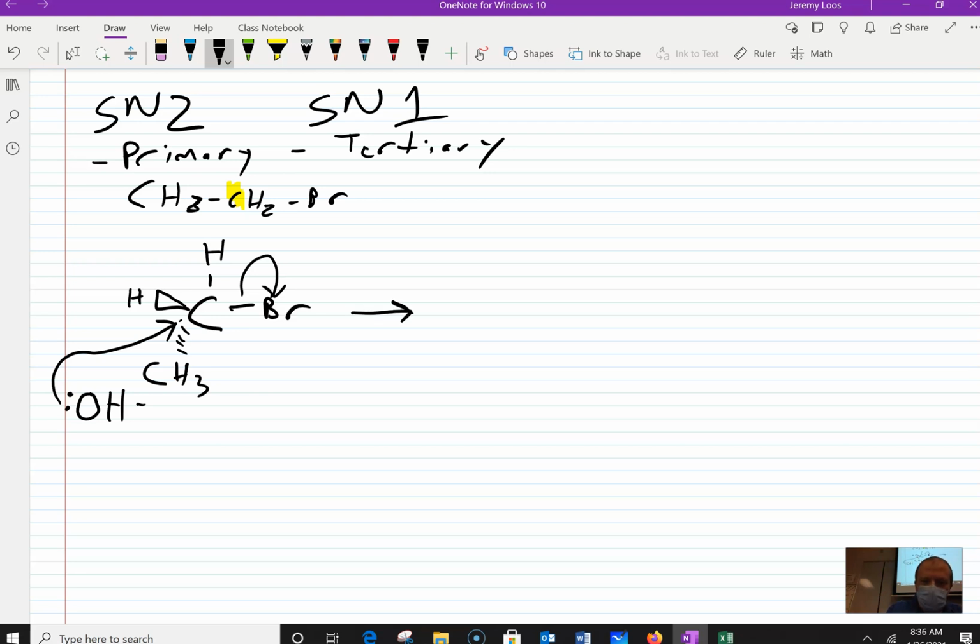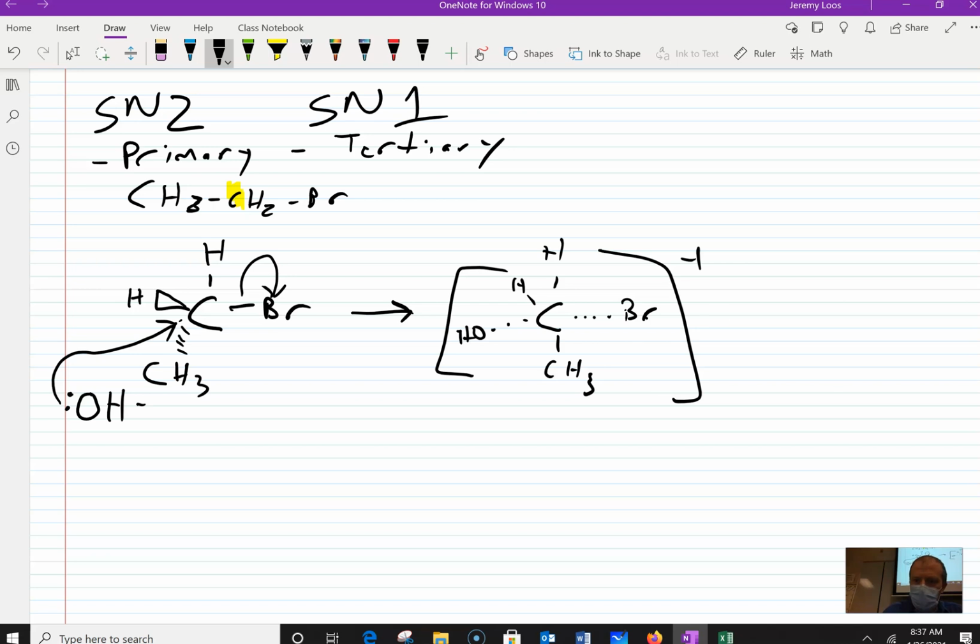So then we have to show this transition step here. Temporarily, the carbon is going to have 5 bonds, and we're going to show that in a dotted fashion. The OH and the bromine are always going to be on opposite sides of each other. And this whole thing has a -1 charge. If you can picture it, it's like an umbrella turning inside out. As this happens, these bonds are going to shift around and flip to the opposite way.